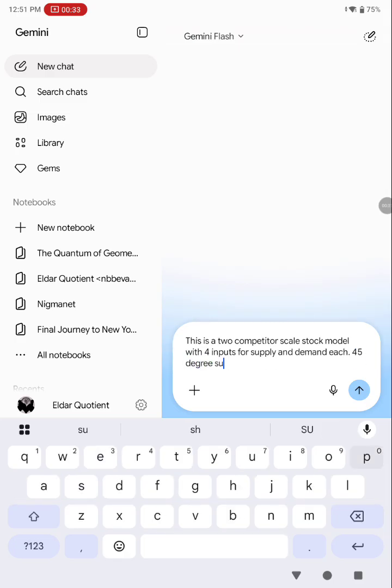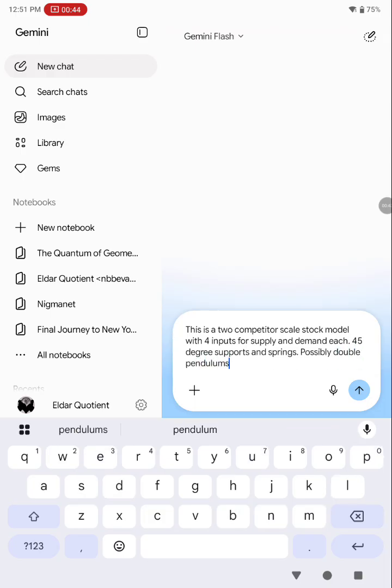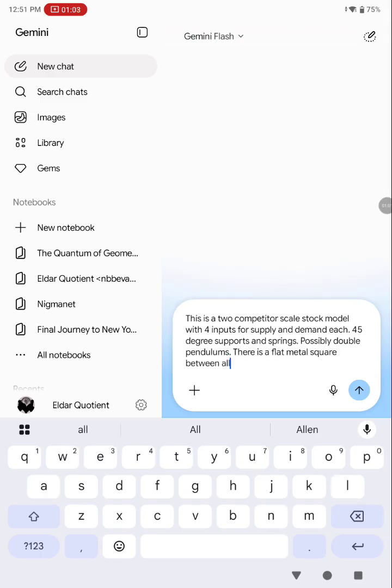45-degree supports and springs, possibly double pendulums. Okay, so there is a flat metal square between all the supports and a ball on top.